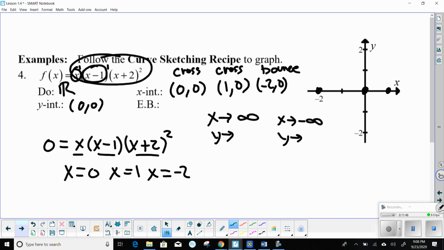Plug a really big number in there, I'm going to get a positive. And I plug a big number in there, I'm going to get a positive. Well, if I multiply 3 positives, I get a positive. So what that means is my graph over here is going up to the right.